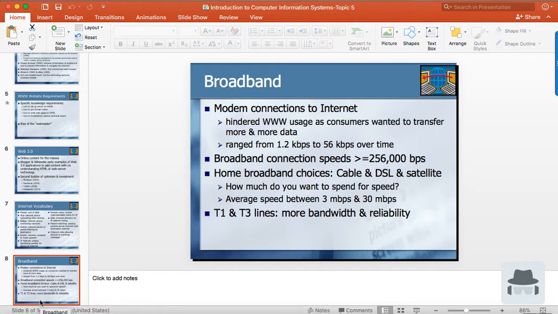Broadband is a type of communication. This is kind of the more modern approach to the internet. Original access to the internet was through modems. So you would dial up to a site, which would then interconnect you. And it did work. The speed was not good, but it would work.